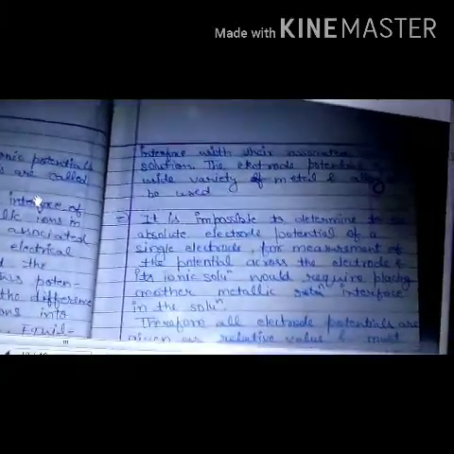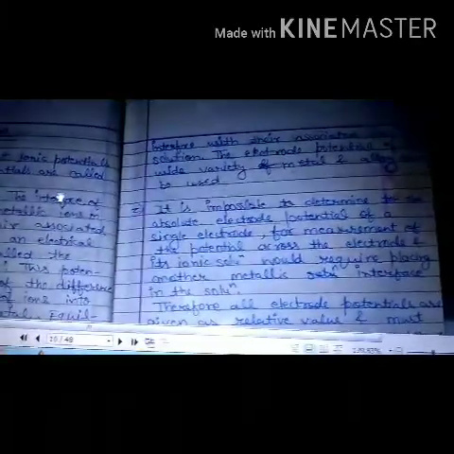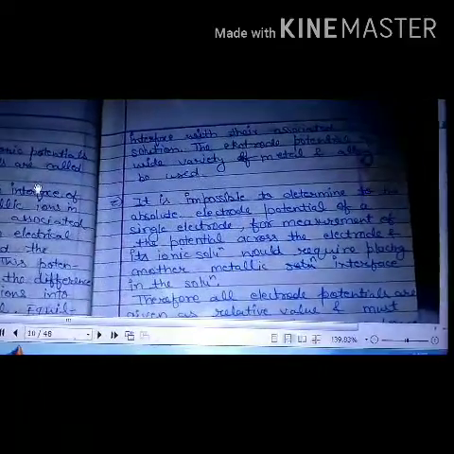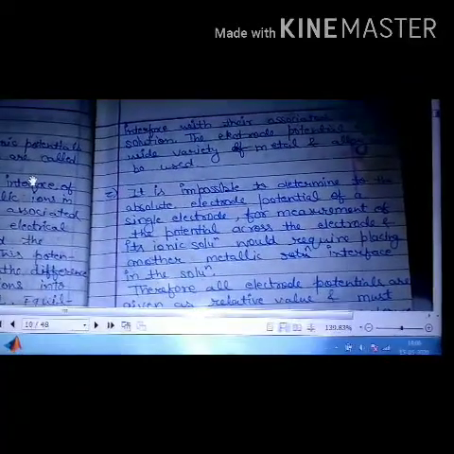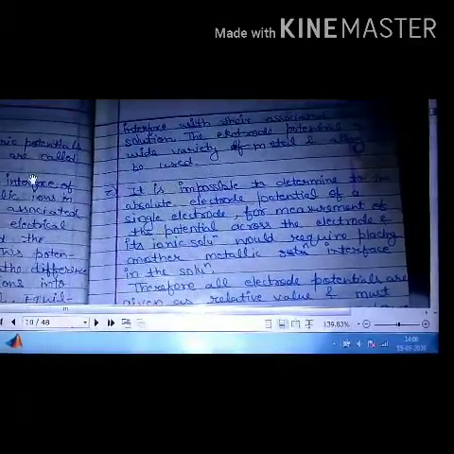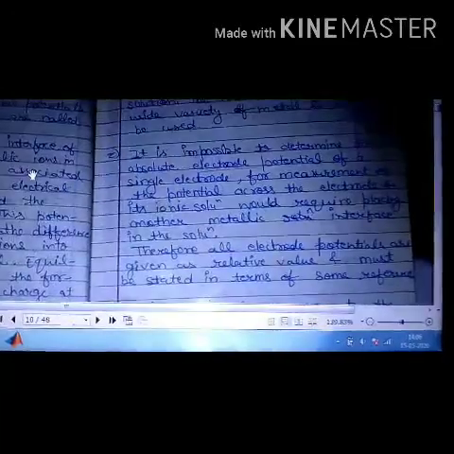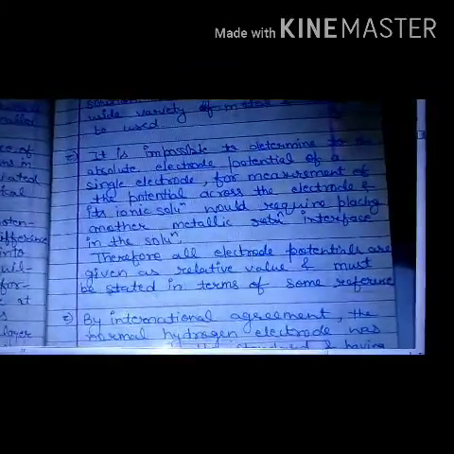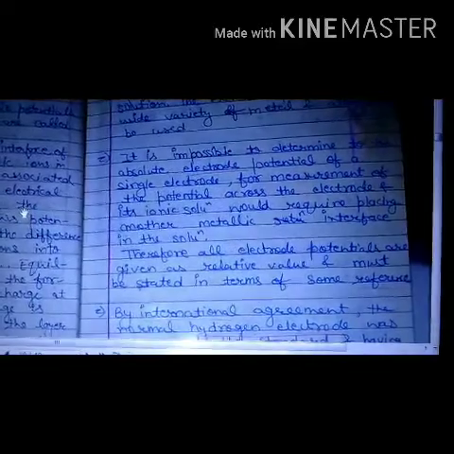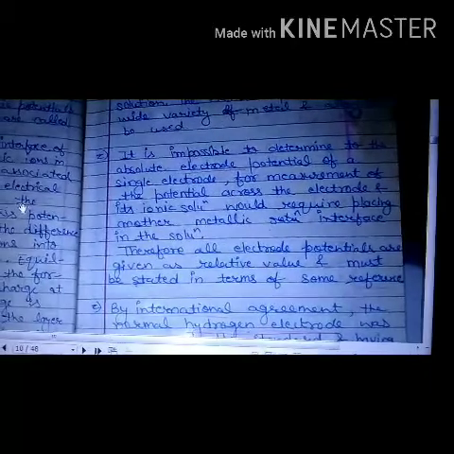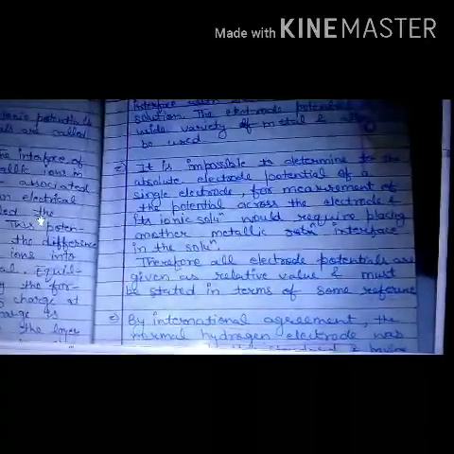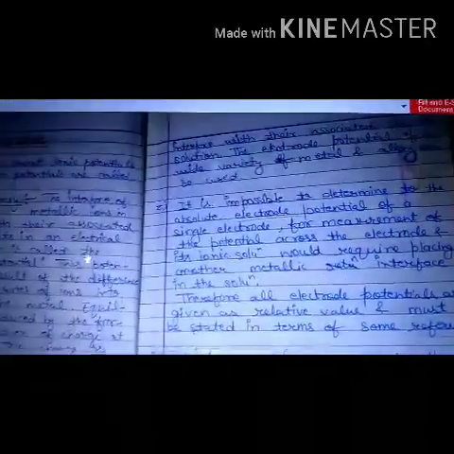Now it is impossible to determine the absolute electrode potential of a single electrode, for measurement of the potential across the electrode and its ionic solution would require placing another metallic interface in the solution. So what does this statement mean? This statement means that using a single electrode it is not always possible to measure the potential. Therefore we need two electrodes, where one will serve as a reference electrode and the other will give us the relative potential.